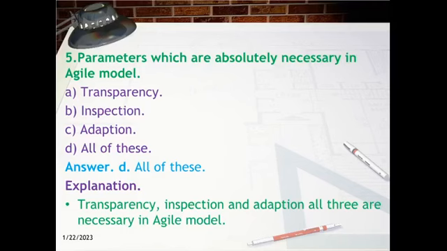5. Parameters which are absolutely necessary in Agile model: A. Transparency, B. Inspection, C. Adaption, D. All of these. Answer: D. All of these. Explanation: transparency, inspection and adaption, all 3 are necessary in Agile model.